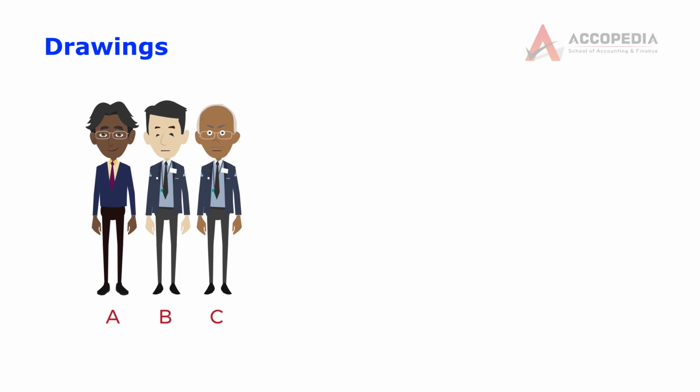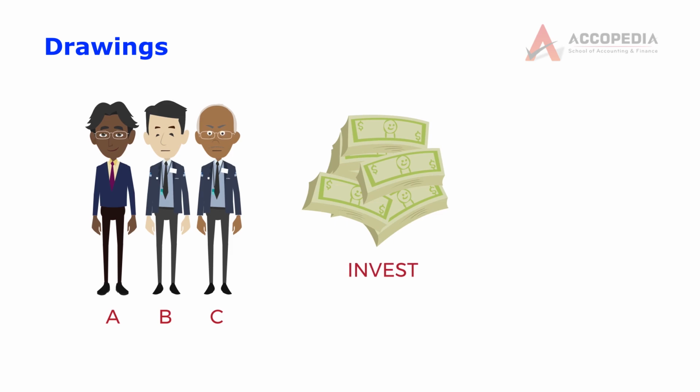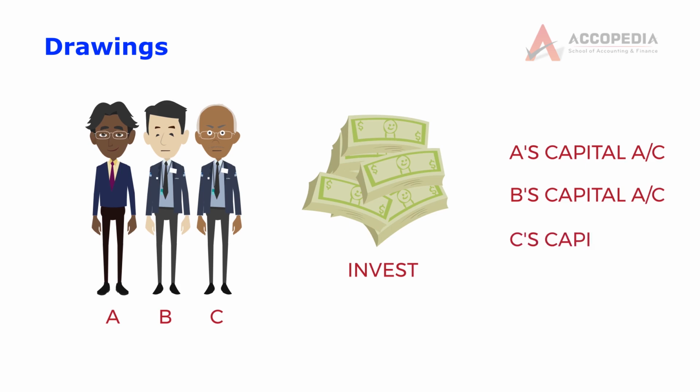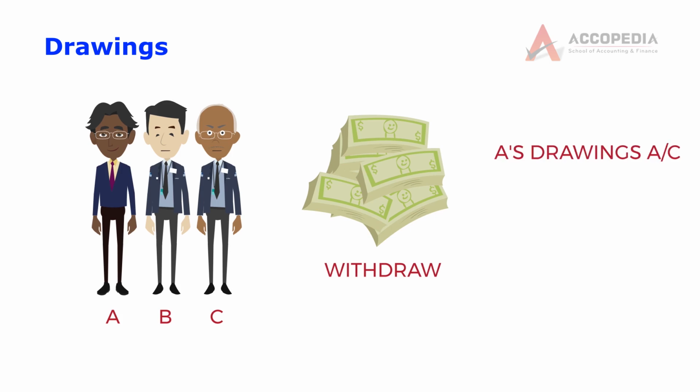This is more commonly used in partnership concerns. In proprietorship concerns, there is only one owner, so they normally have only Raj capital account. But let us say there are three partners, Mr. A, Mr. B and Mr. C. Now, in order to have financial discipline, whatever A, B and C have invested is recorded in A's capital account, B's capital account and C's capital account. And whenever A withdraws some money for his personal use, it is recorded in A's drawings account. Similarly, B's drawings account and C's drawings account.